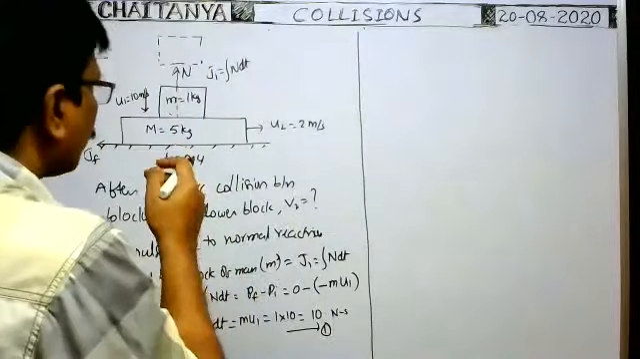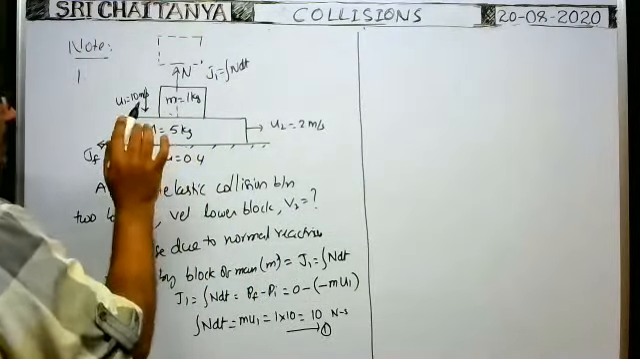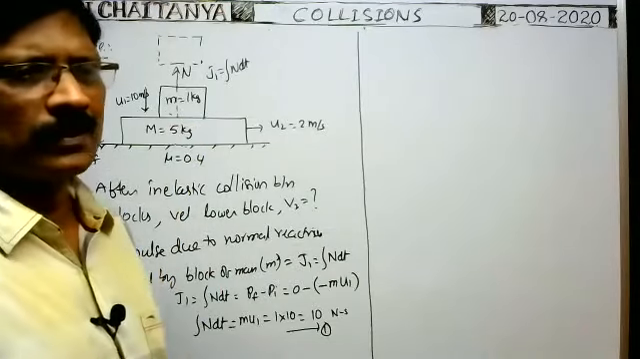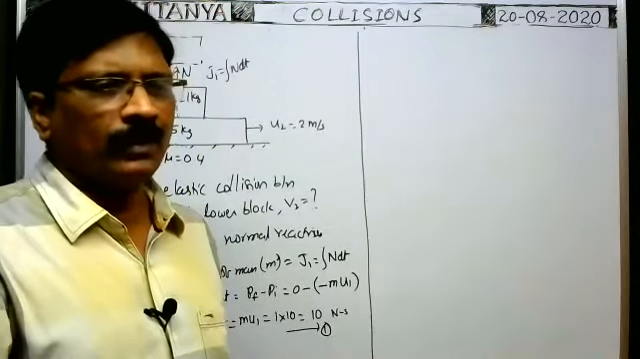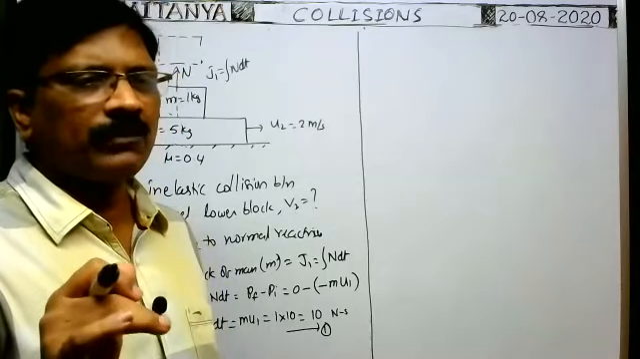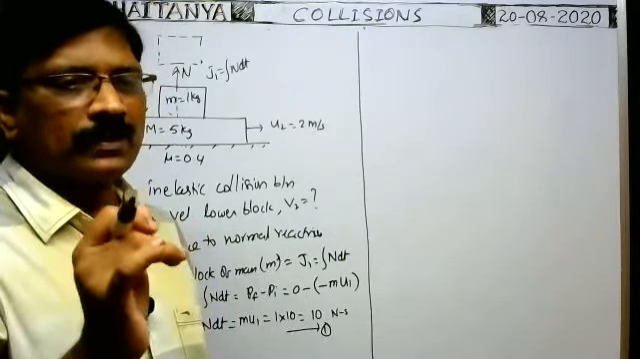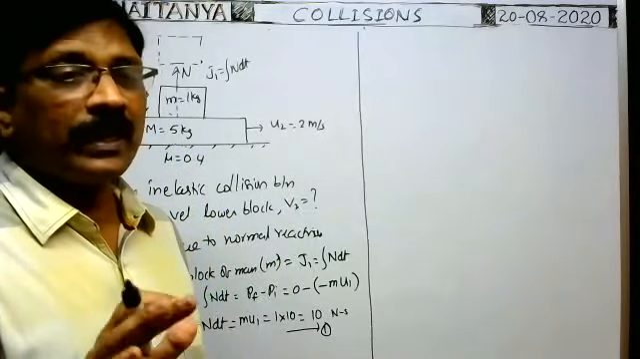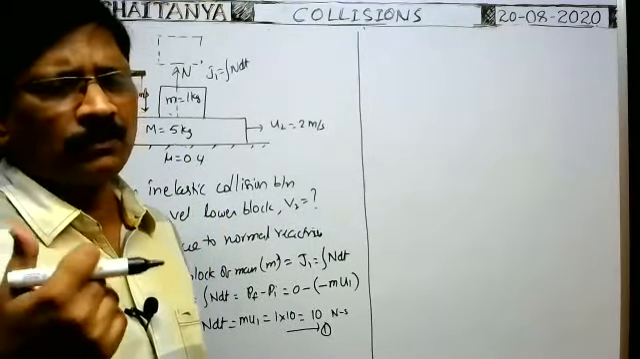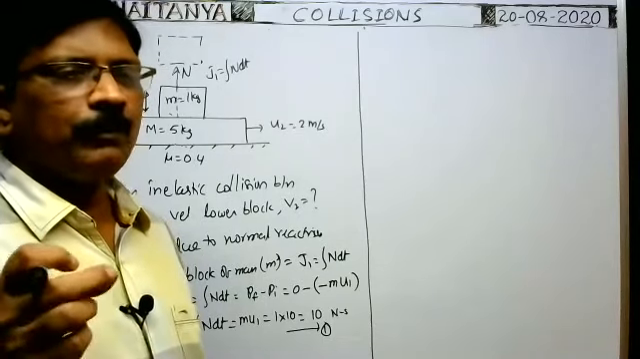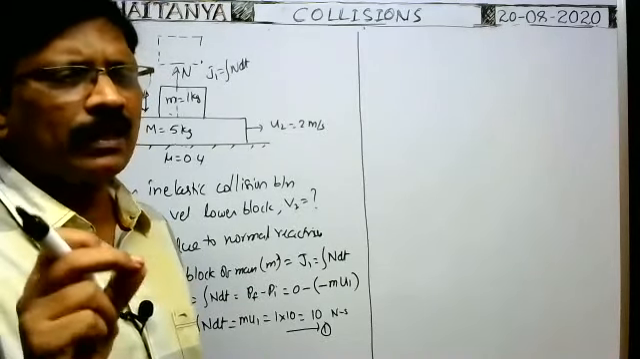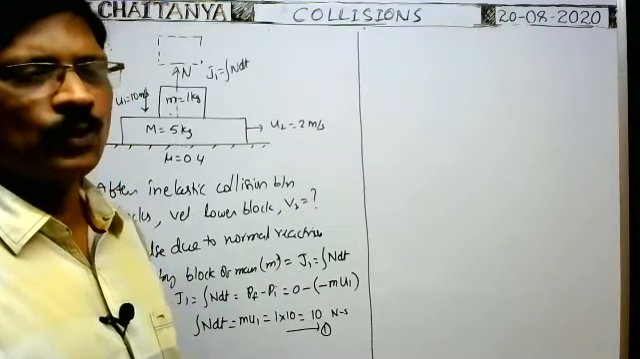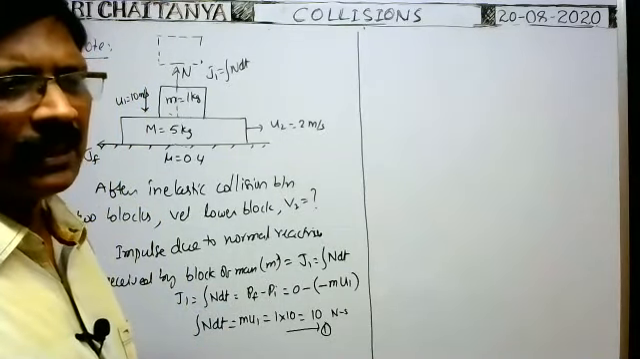Here, the weight of the block is negligible compared with the impulse received. Impulse is a very large force compared with the weight of the body. That's why when we consider the impulse due to normal reaction in case of collision, we do not consider the weight, because the impulse due to weight is very small compared with the impulse due to normal reaction or impulse due to friction. That's why we should not consider the weight of the body.